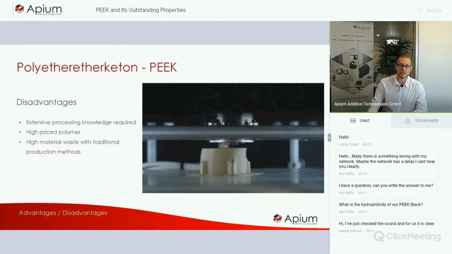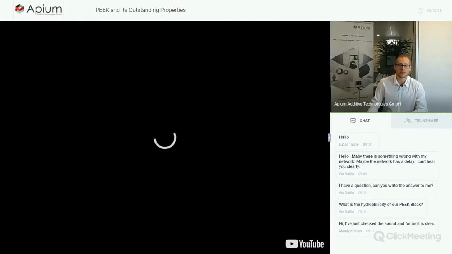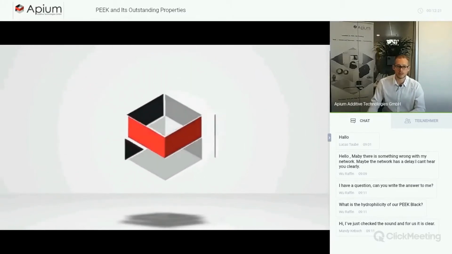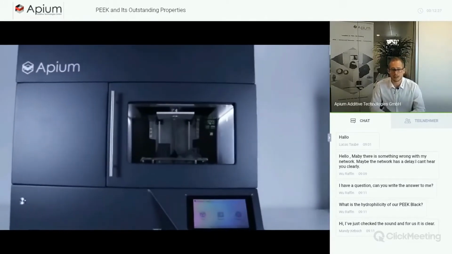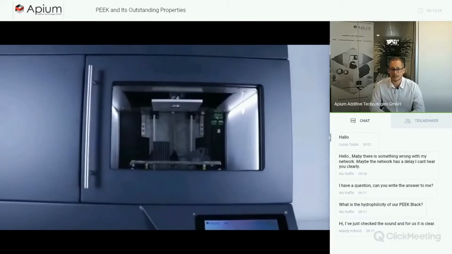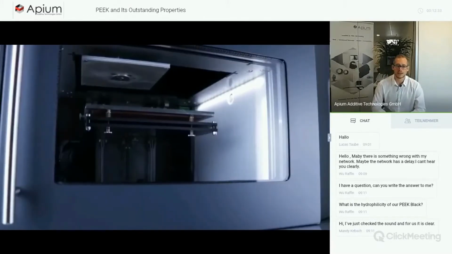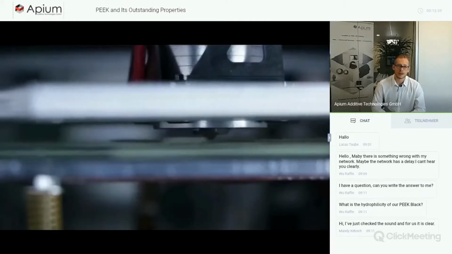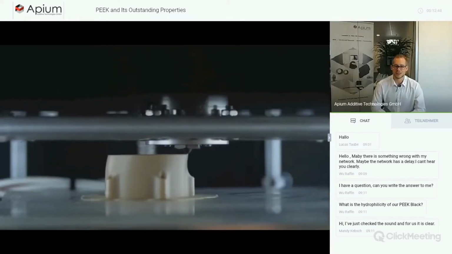So here on the right side, we see an image of the process. I want to highlight it once more to get a better understanding how the FFF process is working. And here we had a short video of processing PEEK with our machines. We can see our machine here, some example parts displayed with carbon fiber reinforced PEEK. And yeah, this is where the process starts.